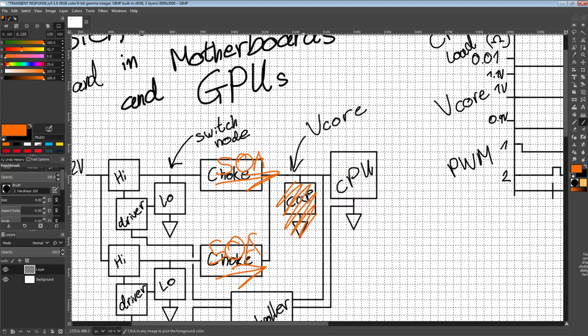So we need to put all of this energy that's in these inductors, that has nowhere to go, somewhere. And that somewhere is, of course, the capacitor bank again. It's great. When on a load insertion we don't have enough energy, pull it from the capacitor bank. When on a load release we have too much energy in the inductors, dump it in the capacitor bank.